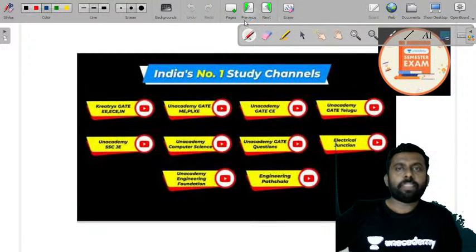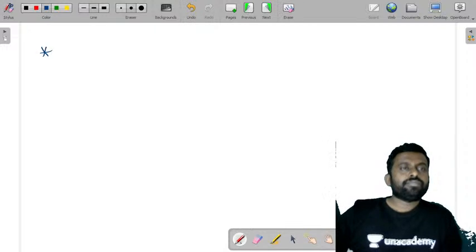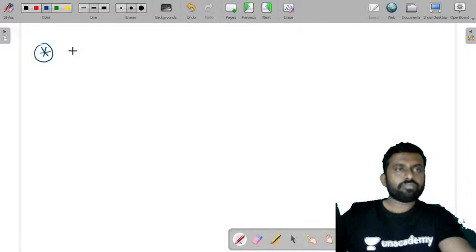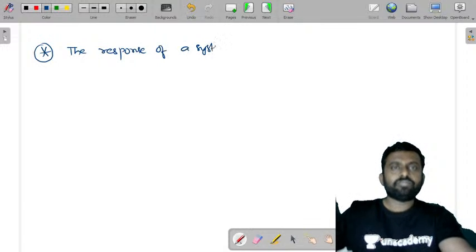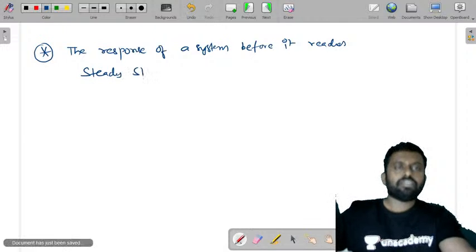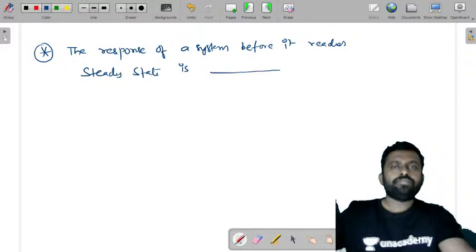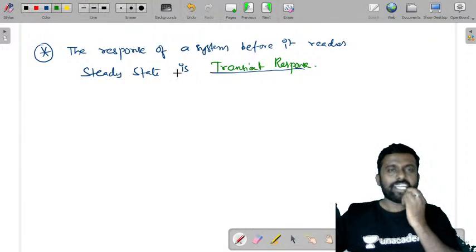Now let's look at the thing that I have told you. The response of a system before it reaches steady state is known as a transient response. Before it reaches a steady state, it will have a transient response. In general, this transient response can be oscillatory or exponential.